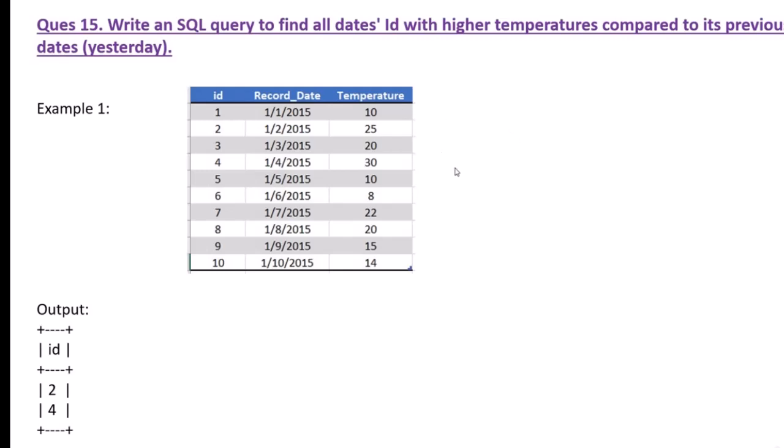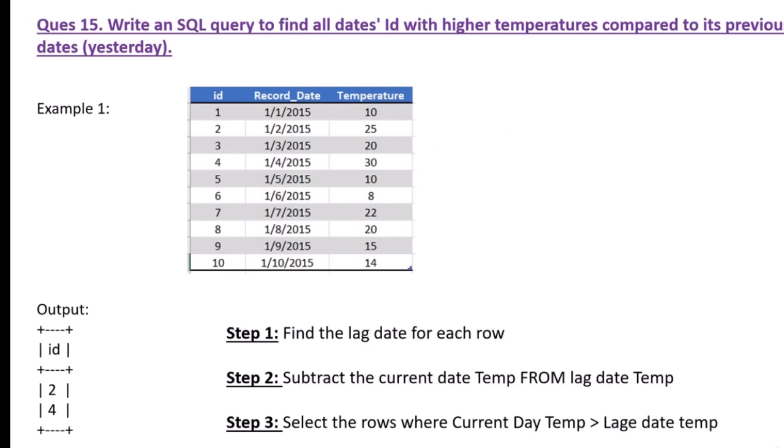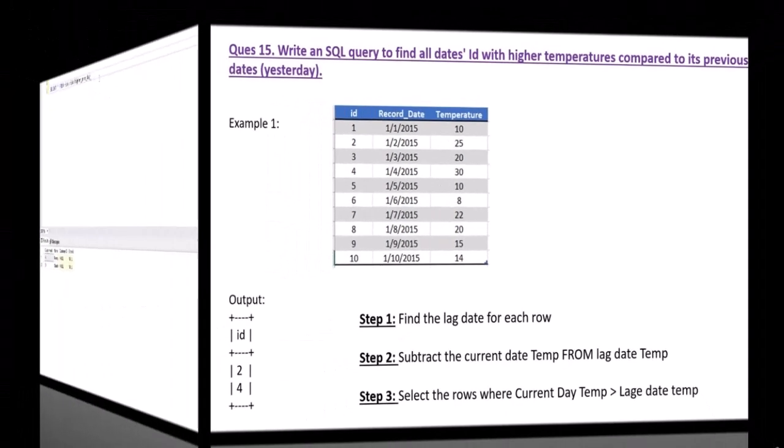So the thought process would be, first of all, I will find the previous day's temperature for each row using the lag function, and then subtract it from the current day's temperature, and then select those rows where today's temperature is greater than its previous day temperature. So let's see how we can implement it in SQL.